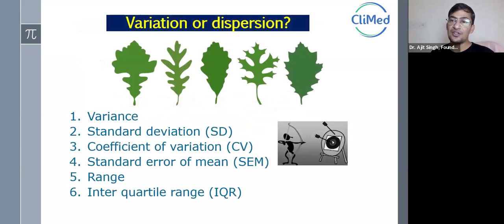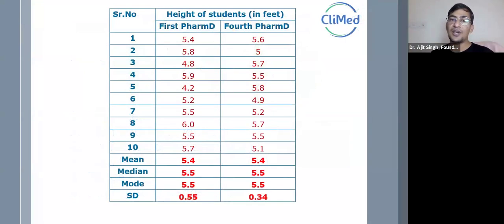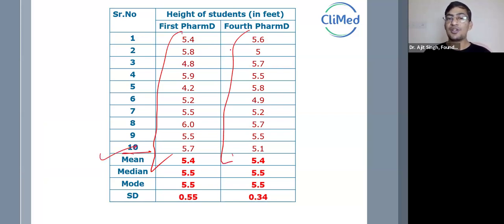Right? Measures of variation or dispersion are standard deviation, coefficient of variation, standard error of mean, range, and interquartile range. Let me tell you briefly. As I've given you the example there, there are two sections of PharmD students, 10 students in each group. You can see all the students are different: 5.4 versus 5.6, 5.8 versus 5, 4.8 versus 5.7, 5.9 versus 5.5, 5.2 versus 4.9.